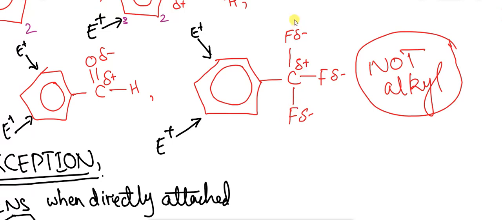Three fluorine atoms, three electronegative fluorine atoms. These fluorine atoms will basically have a partial negative charge. So the carbon atom gets a partial positive charge, and hence this carbon atom, due to the partial positive charge, will attract the electron density away from the benzene ring, and hence the benzene ring will become less reactive, and hence the electrophile will come and attack the third and fifth position.